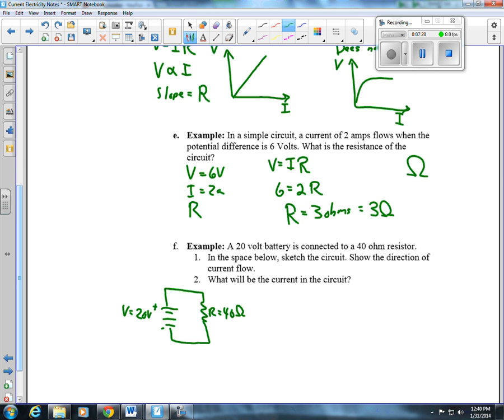Okay. Now it says sketch the direction of current flow. Remember, electrons want to flow out of the negative side and then into the positive side. The current is considered positive current flow, so our current is going to come out of the positive side. And what will be the current? V equals IR. So 20 equals I times 40. So that's going to give me I is 0.5 amps.